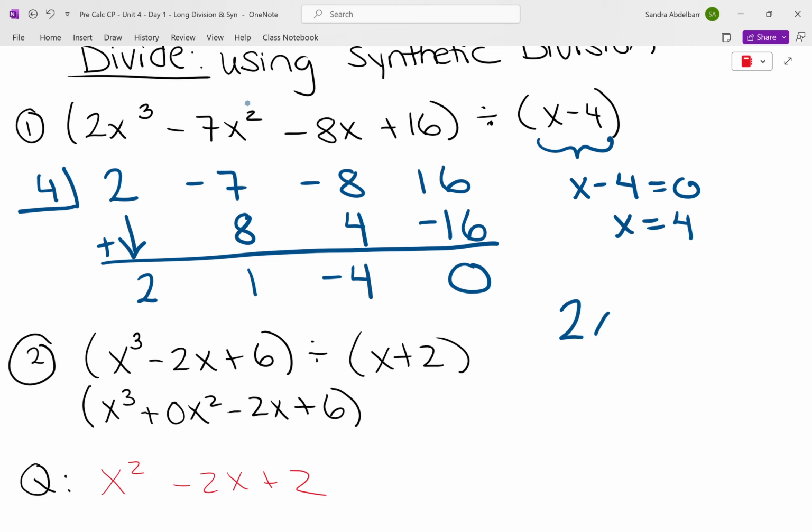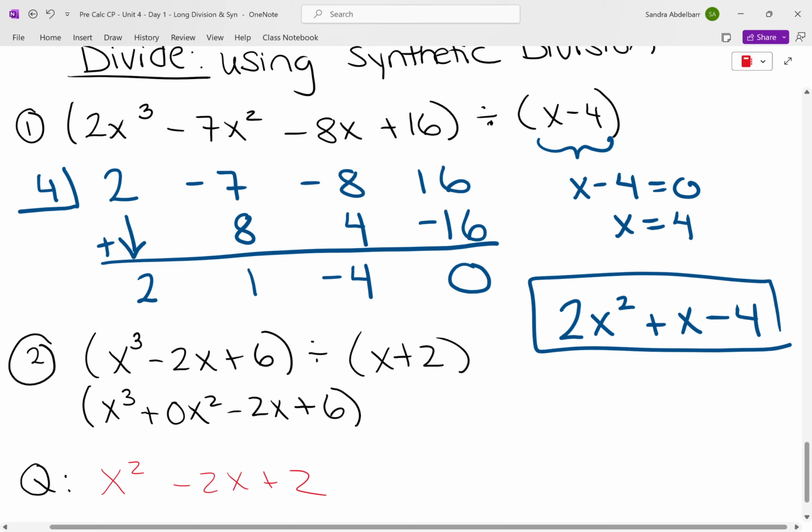These end up being your coefficients, 2, 1, negative 4. And it's going to be 1 degree less than what we had before. So it's going to be 2x squared plus x minus 4 is our quotient. And our remainder is 0. Yes? Okay, question.